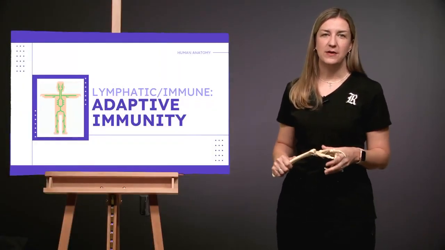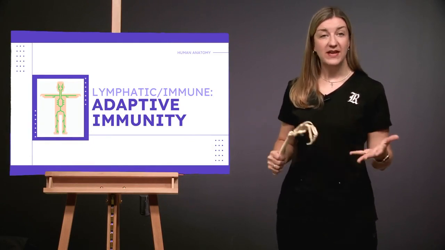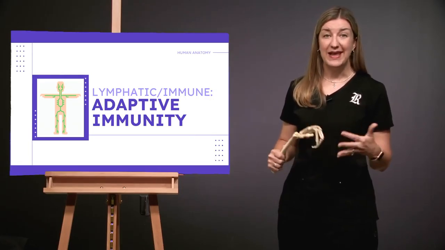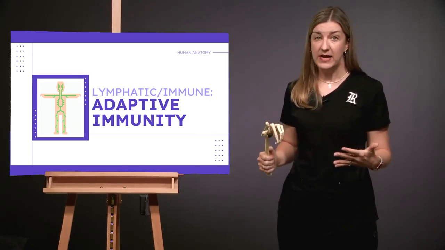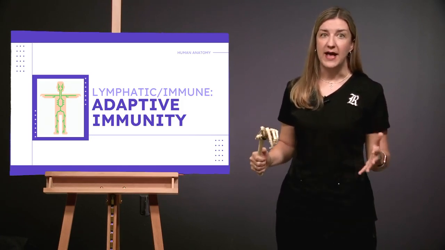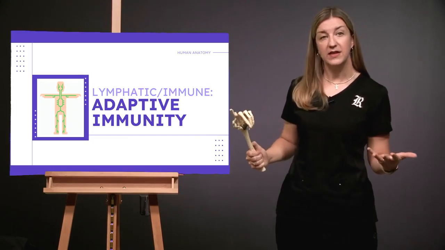Today we are going to look at the slower, more specific portion of the immune system, the adaptive immune response. As its name suggests, rather than being an inborn set of defenses like the innate immune response, the adaptive immune response develops over time as it adapts to defend against pathogens with which it comes in contact over the lifespan.